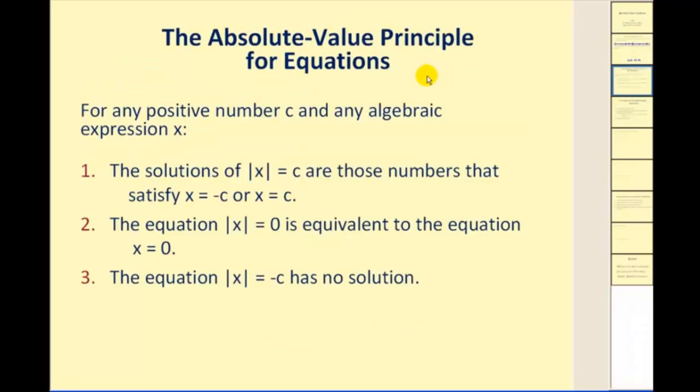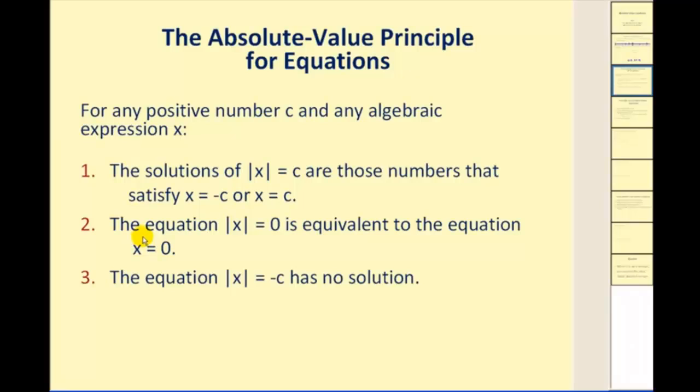So let's talk about the absolute value principle for equations. For any positive number c and any algebraic expression x, the solutions of the absolute value of x equal to c, a positive value, are those numbers that satisfy the equation x equals negative c or x equals positive c. Now remember, we're using x here, but this could be any expression involving x.